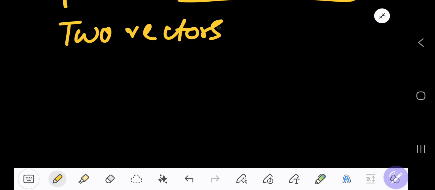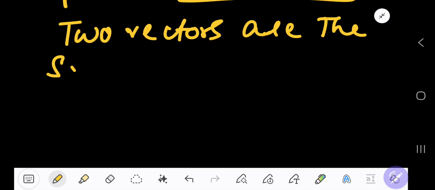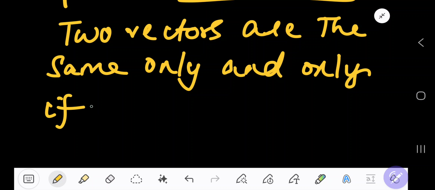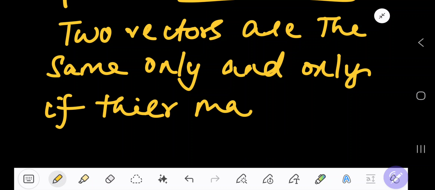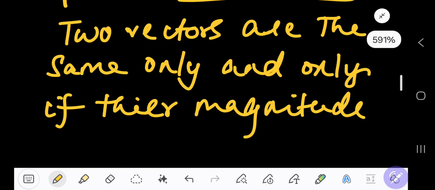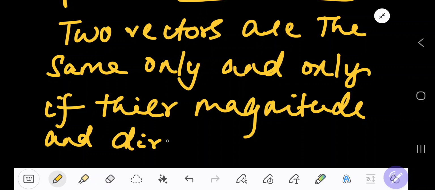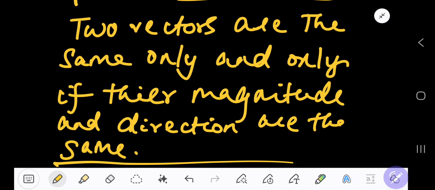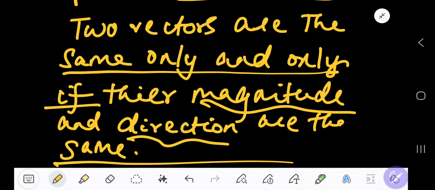Alright, so that's the introduction to vectors. Now, two vectors are the same only and only if their magnitude and direction both are the same. This is a very important statement, so you should pay attention here. So two vectors are the same only and only if both their magnitude and direction are the same.